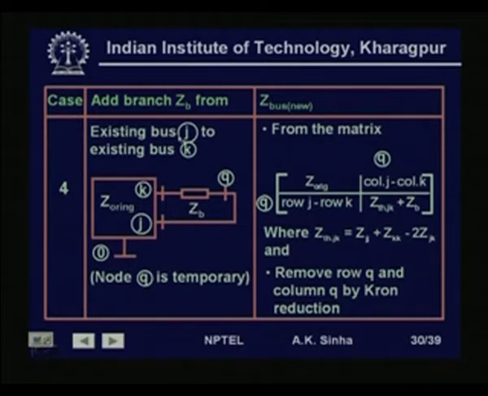The fourth type of modification is: existing bus J and existing bus K are connected by a new branch with an impedance ZB. We have 2 existing buses and the ZB branch is connecting them. So, we get this new matrix like this, and then we do the Kron reduction to eliminate the n plus 1th row and column and finally get the n by n modified Z bus matrix.